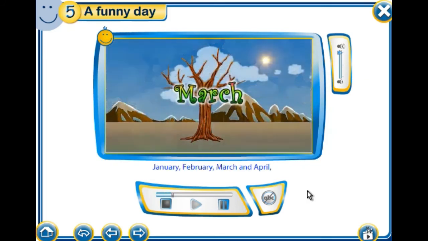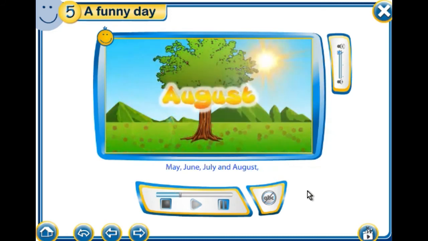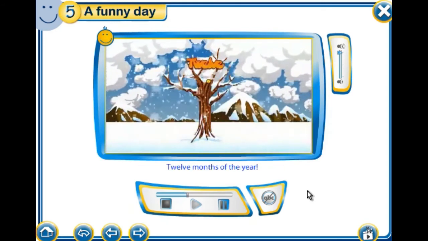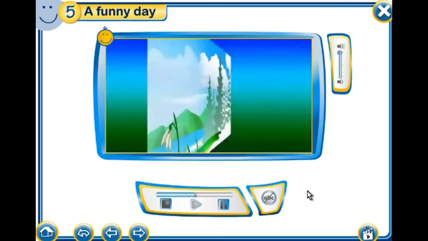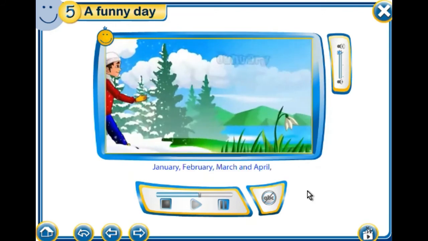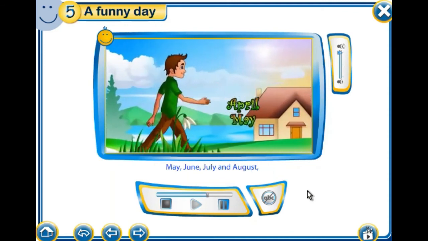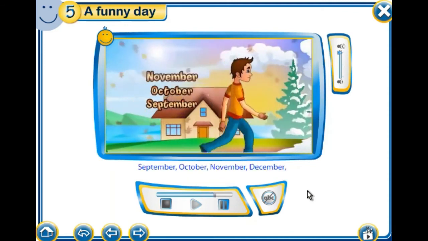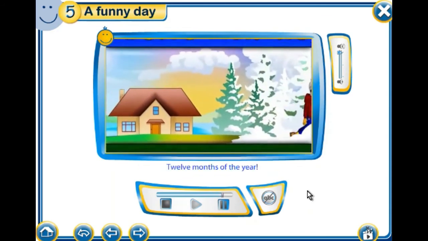January, February, March, and April, May, June, July, and August, September, October, November, December, 12 months of the year.